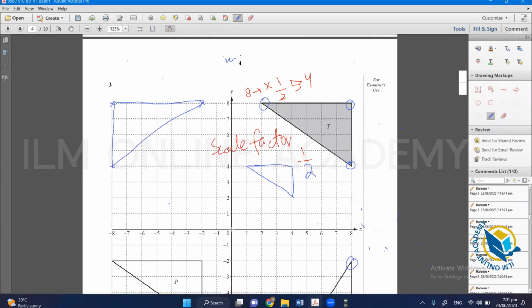The distance from the center, from the origin, would also be half. Okay, so you can make the concept of it like this: the distance from the center would also be half, and the length of the sides would also be halved.